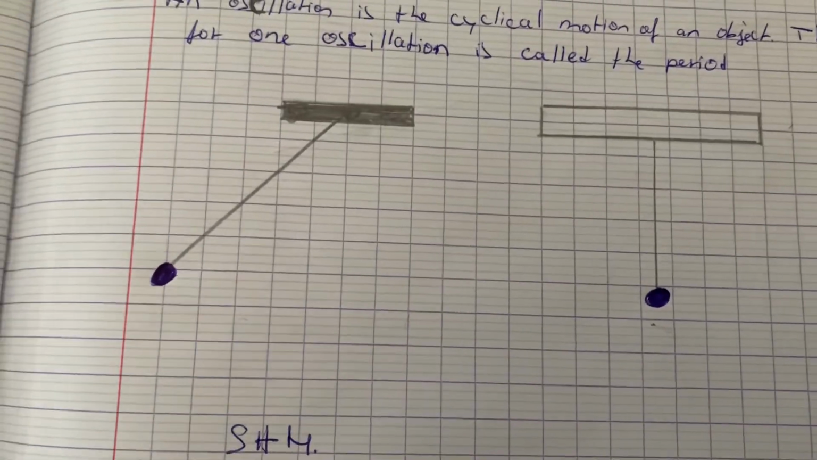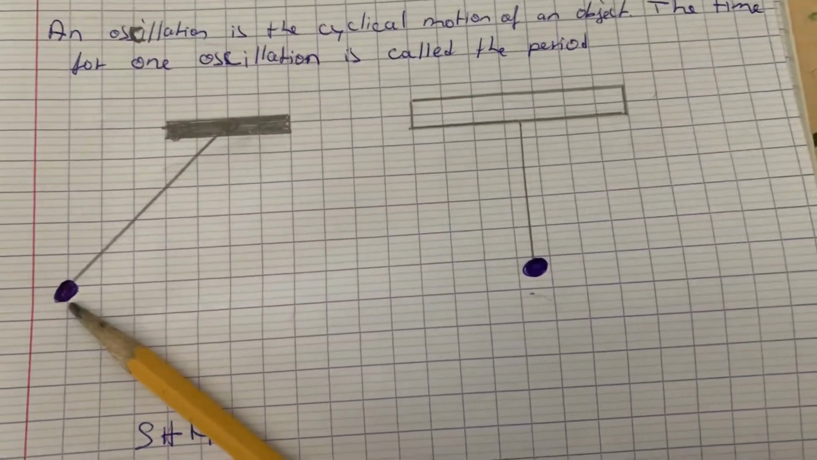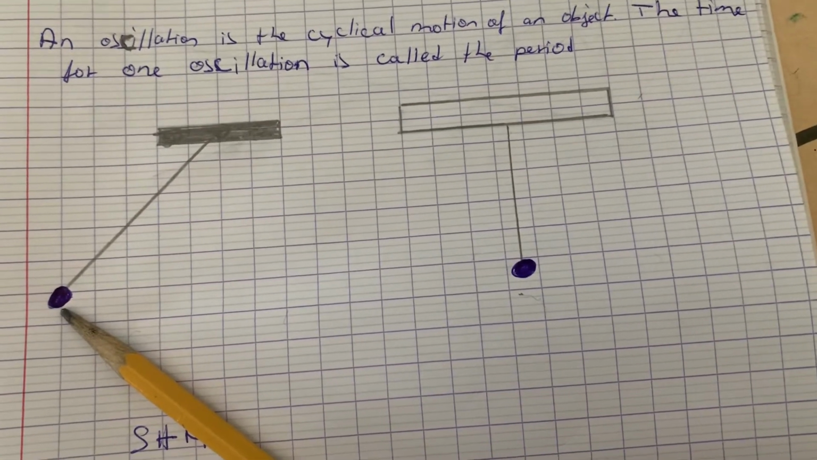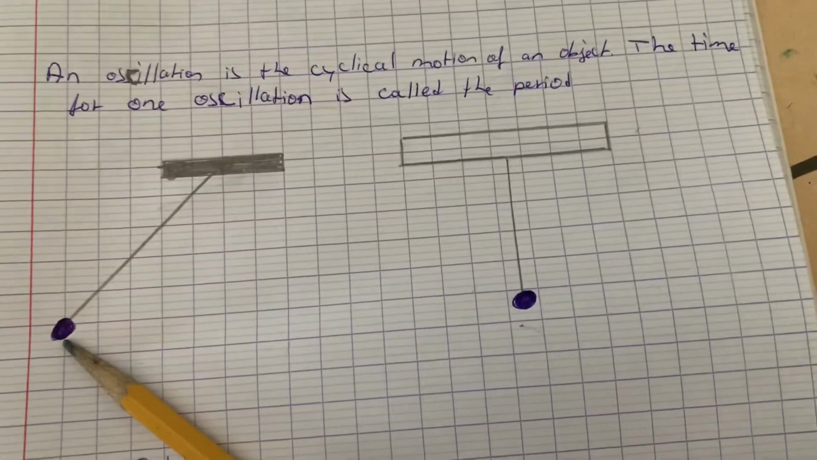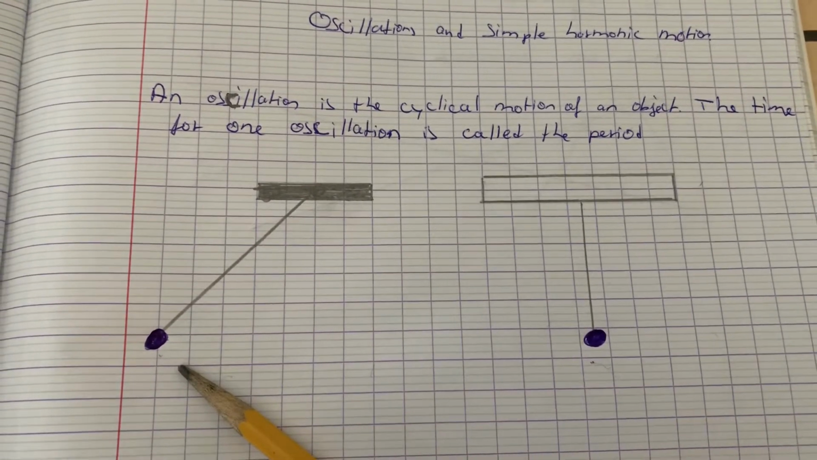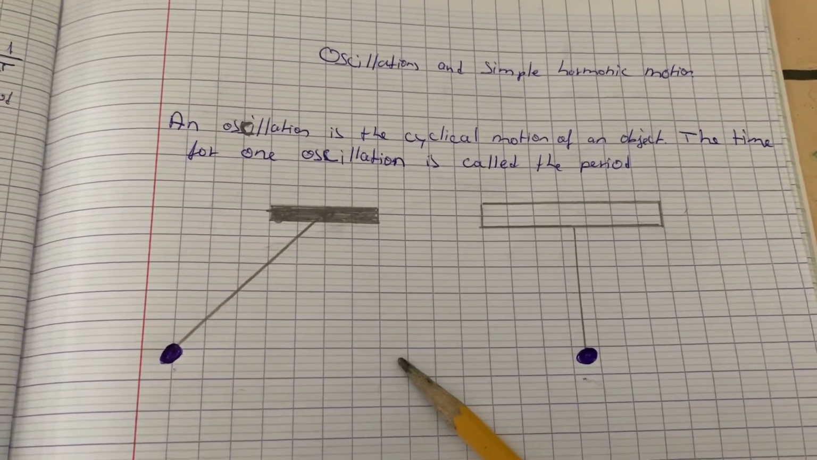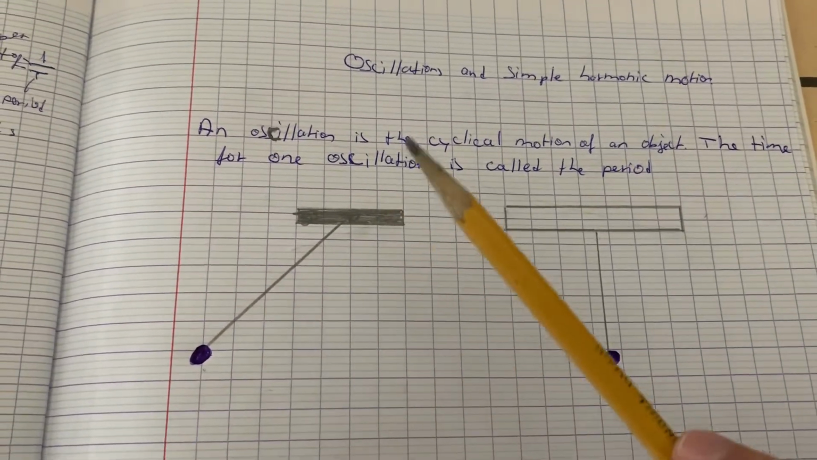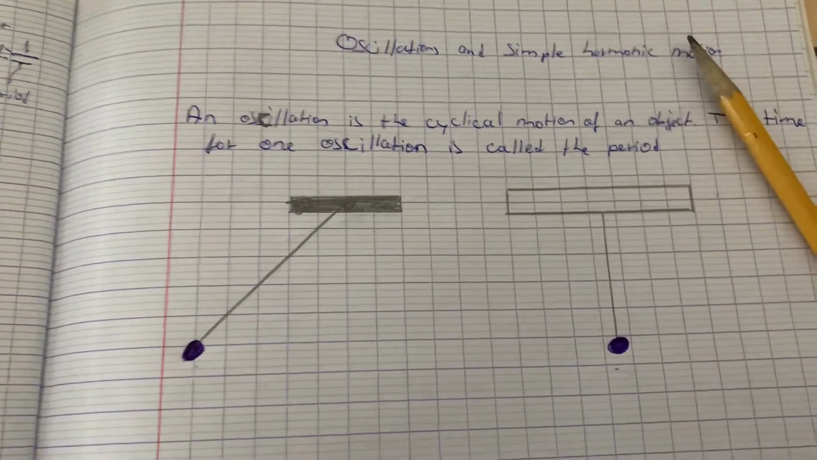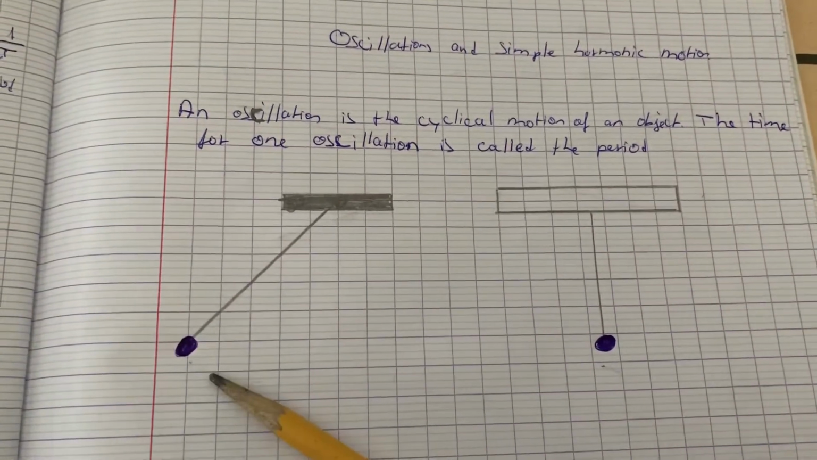What we call a full oscillation is the object going to the other point and back to the original point. So basically, if we call this A and the opposite point B, the period for an oscillation is the time taken to go from A to B and back to A.